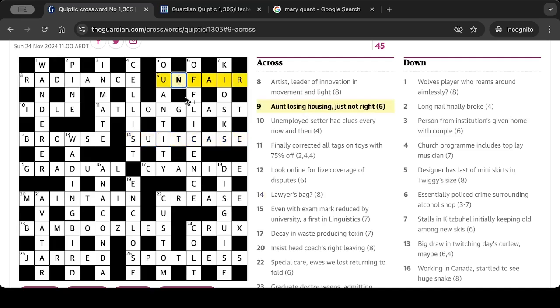I think the first clue in was unfair, which was quite straightforward, and then definitely the hardest one for me was quantity, which again relied on a little bit of general knowledge.